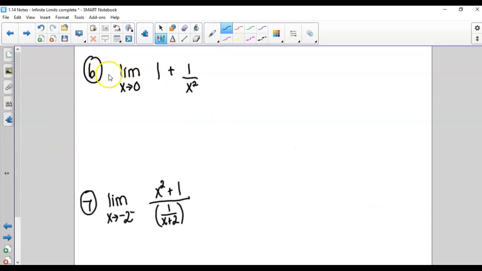So if we have a problem like number 6, we've got the limit as x approaches 0 of 1 plus 1 over x squared. Properties of limits tell us we can take these limits separately. So we would have the limit as x approaches 0 of 1, which would just be 1. And then we would have the limit as x approaches 0 of 1 over x squared.